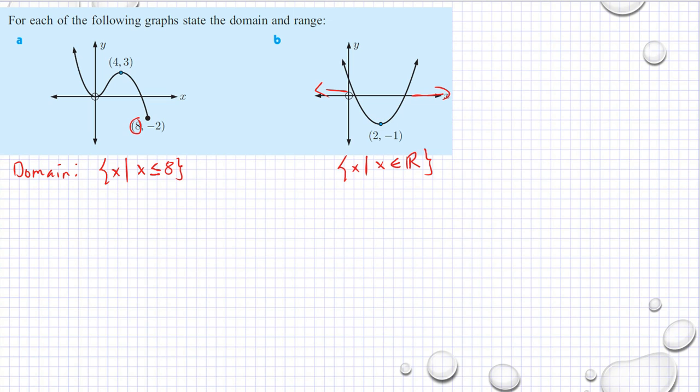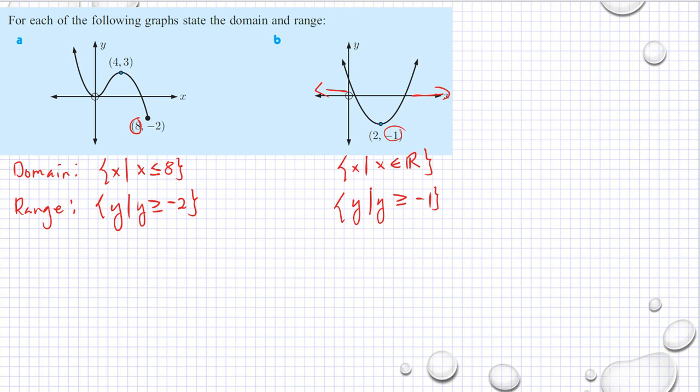Okay, now it is the range. Then we have y, the values of y, such that the lowest is -2 and it goes up to infinity, and we have y is greater than or equal to -2. And here we have the lowest is -1. So we have y such that y is greater than or equal to -1.